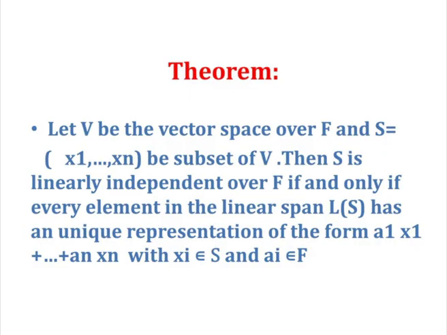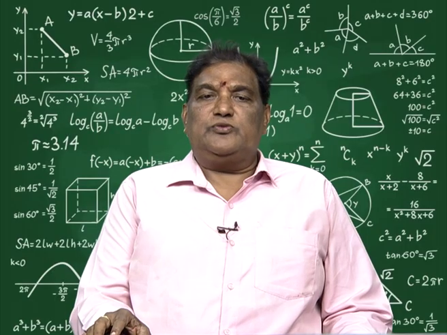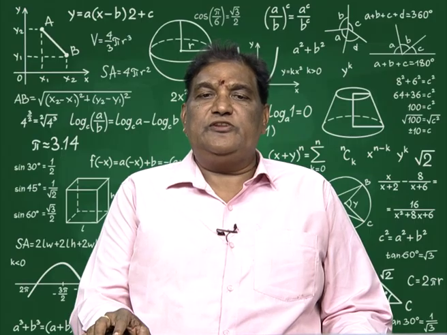Theorem, the most important theorem. Let V be a vector space over F and S equal to {x1, x2, x3, ..., xn} be a subset of V. Then S is linearly independent over F if and only if every element in the linear span L of S has a unique representation of the form a1 x1 plus a2 x2 plus so on an xn, with xi belongs to S and ai belongs to F. Here xi belongs to S means S is a vector space, ai belongs to F means F is a field.